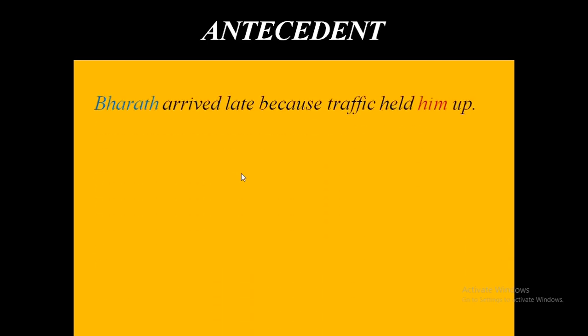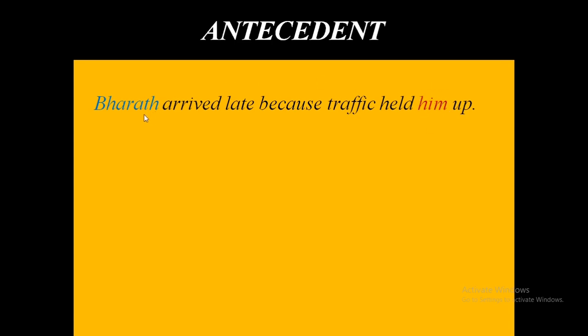So what do we call that noun? This is the answer to this slide. We call that noun antecedent. Let us clearly understand with this example: Bharat arrived late because traffic held him up. So here the word him is referring to whom?